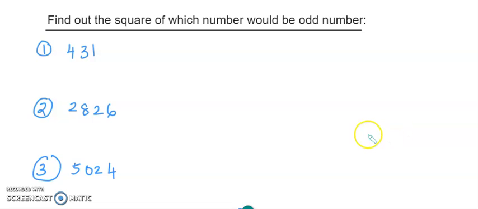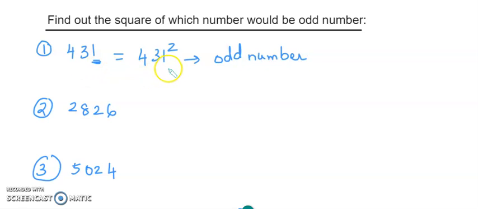Next, find out the square of which number would be an odd number. Means if I am squaring these numbers, then the perfect square that I'll get, is it an odd number or an even number? And we know the rule: the square of an odd number is also an odd number. So we'll again look at the units digit. So the units digit is 1. So 1 square is an odd number because the units digit of the number that we are squaring is also odd.